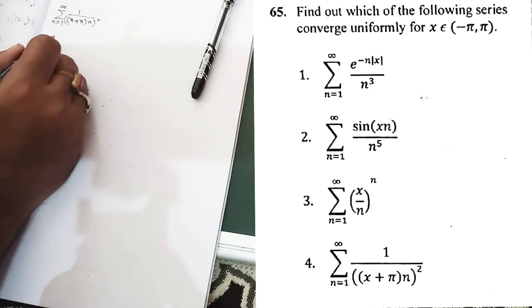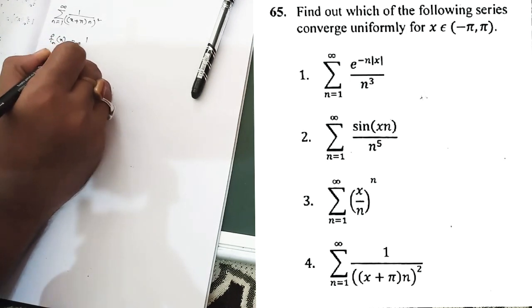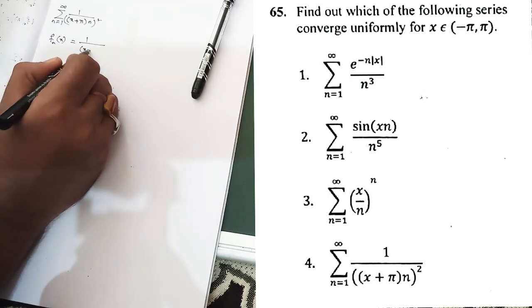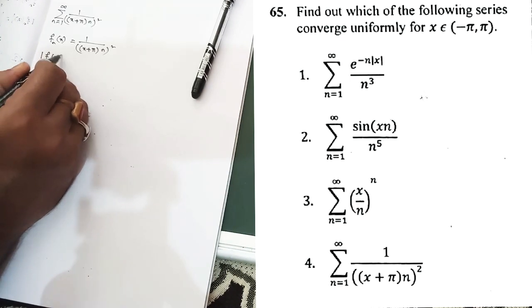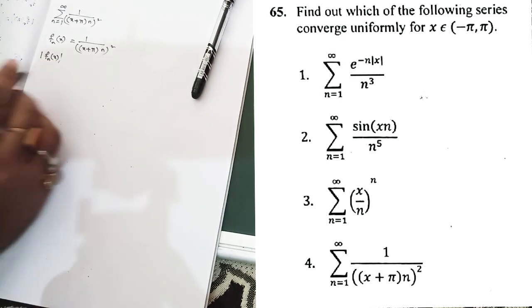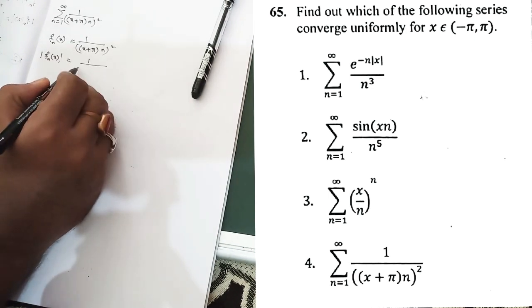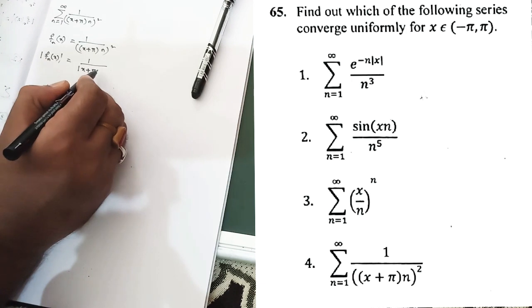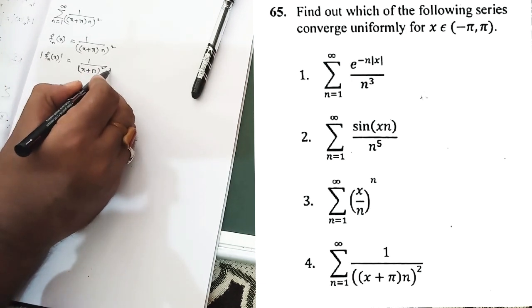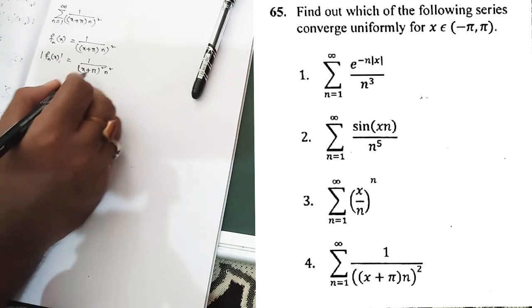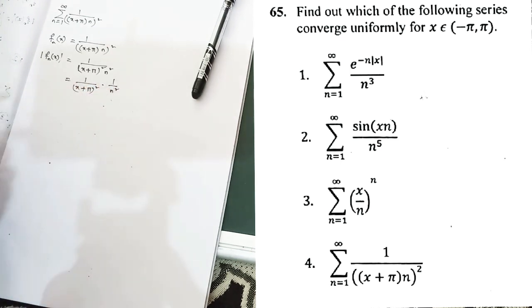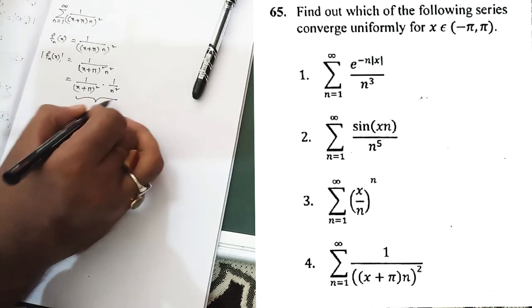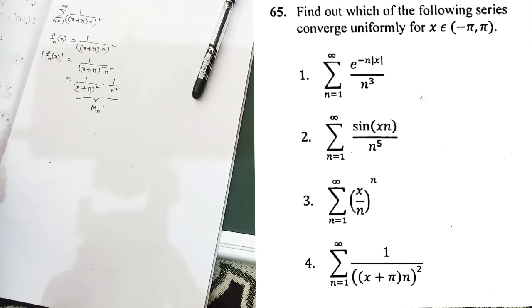Now just the same process we have to follow, and f_n(x) is going to be like this. Take the modulus, and you have 1 by, just write it down this way. So this is square and this is n square. So you have (x plus pi) square, just writing it this way. Okay, no problem. Now immediately it is clear that this is going to be our M_n, and we need to check this series.